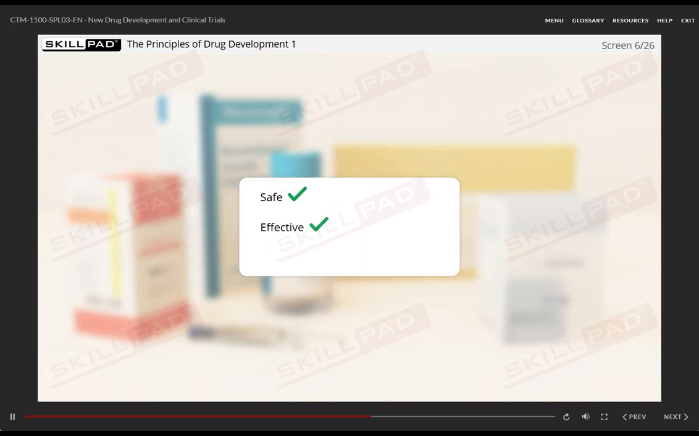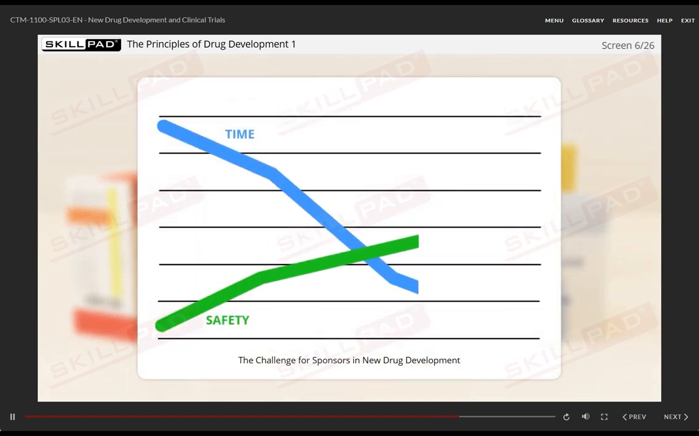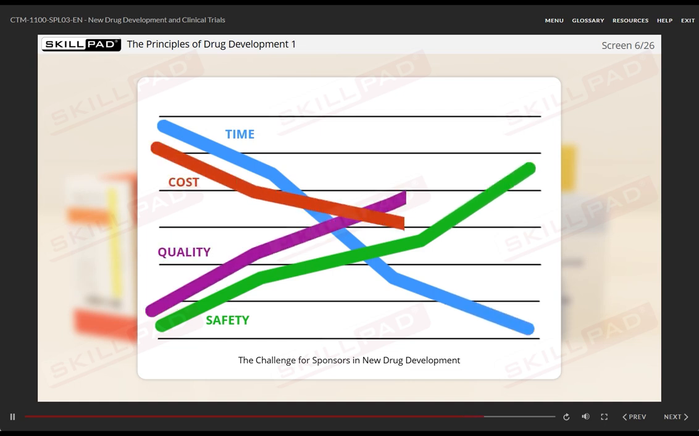To achieve marketing approval, sponsors have to prove that a new treatment improves the patient's quality of life in addition to being safe and effective. A considerable challenge for drug sponsors is to decrease costs and development times while maintaining high-quality standards and complying with regulatory requirements. Any delays in getting a successful product to market could result in millions of dollars in lost sales.